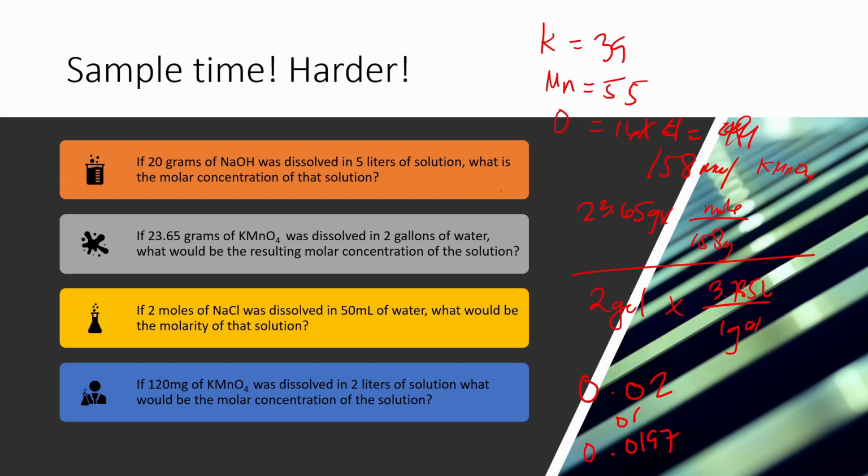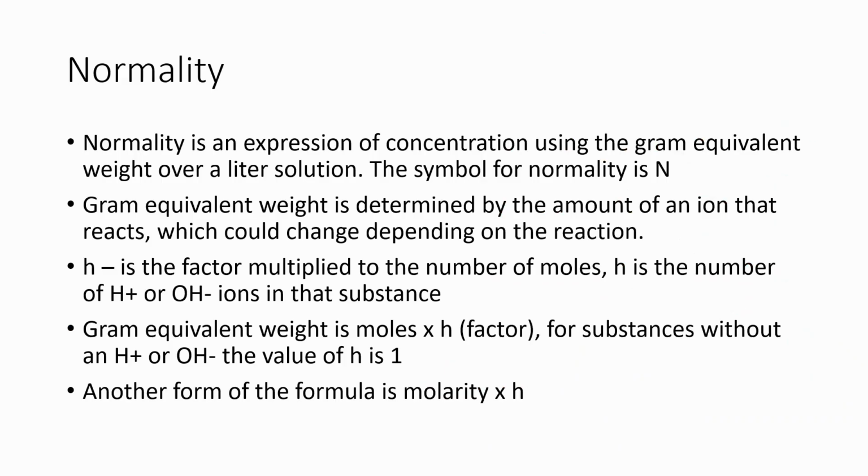Next. After molarity, you now have normality. Normality is an expression of concentration using the gram equivalent weight over a liter solution. The symbol for normality is N. Gram equivalent weight is determined by the amount of an ion that reacts, which changes depending on the reaction. H ang tawag doon, or the factor. H is called our factor, and gram equivalent weight basically is moles times H.